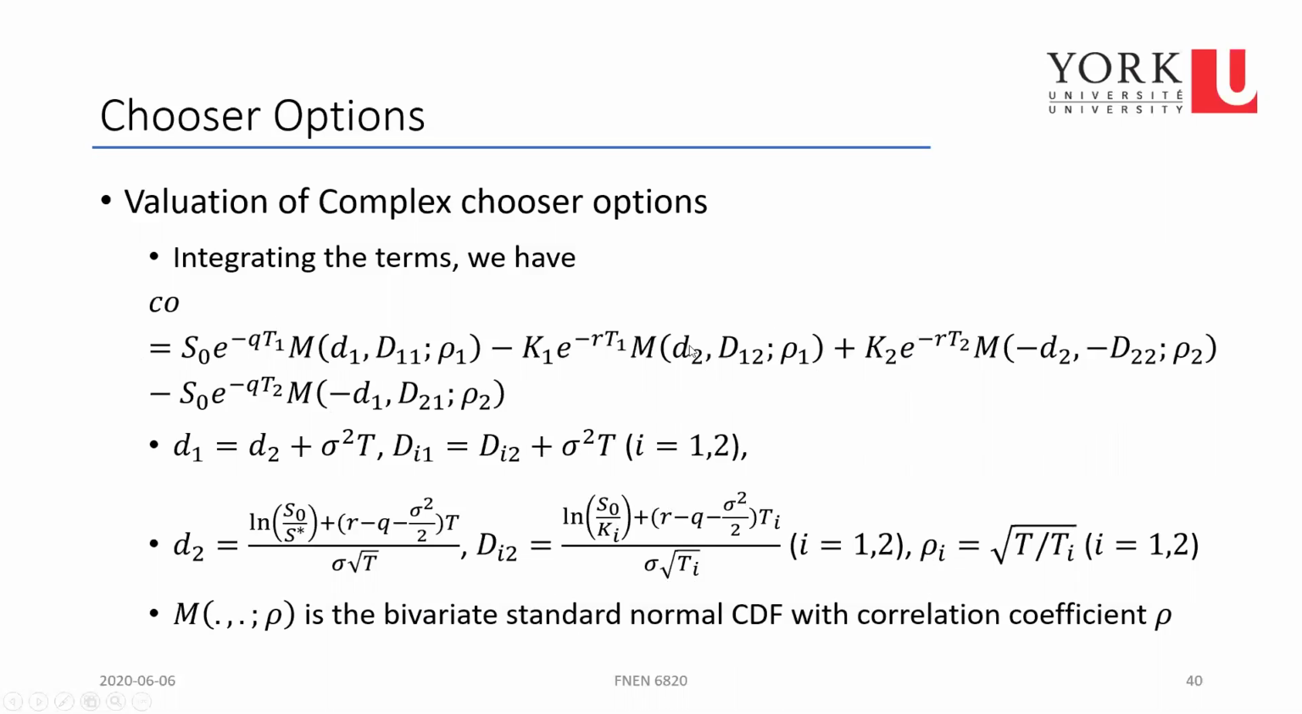So essentially, we utilize the technique that we have developed on the compound options. We can derive the closed form solution for chooser options, where the call and the put have different strike prices and different times to maturity. It's a little bit more complicated, but we are still able to get a closed form solution here.